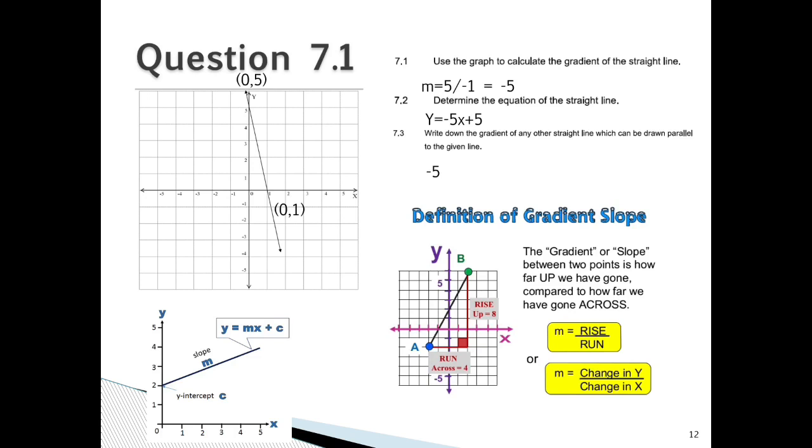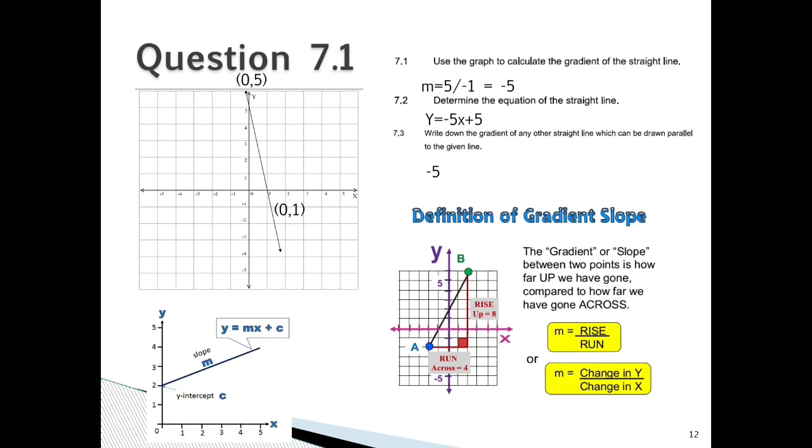If you're looking at the definition of a gradient, or slope, the gradient between 2 points is how far up we have gone compared to how far we have gone across. So m is equal to rise over run, or m is equal to the change in y over the change in x. The equation of a straight line is y is equal to mx plus c, where m is the slope and c is the y-intercept.